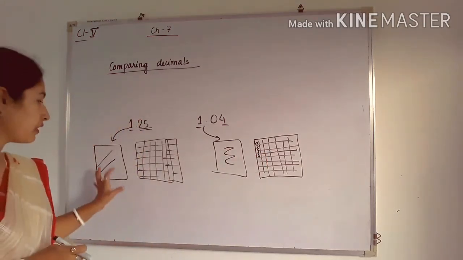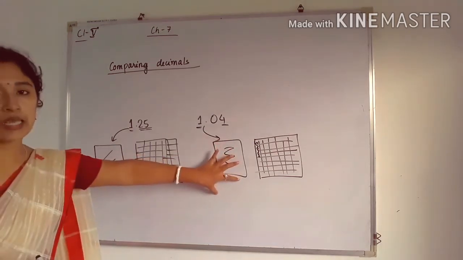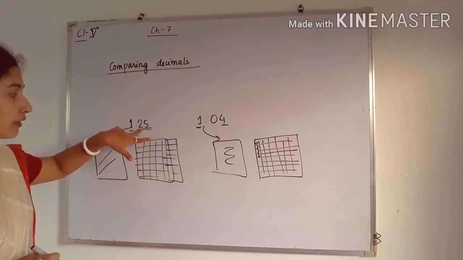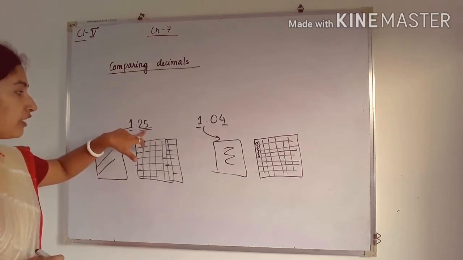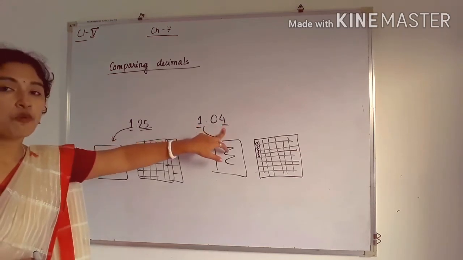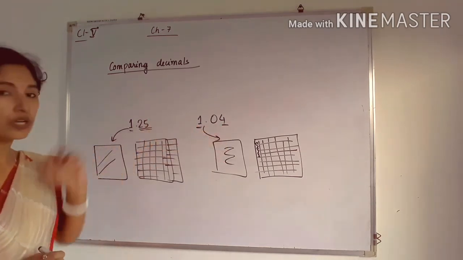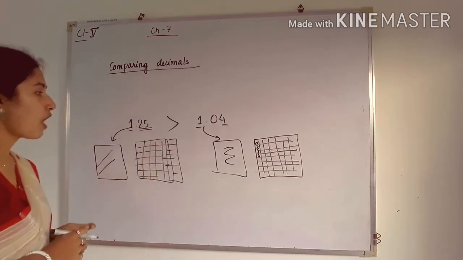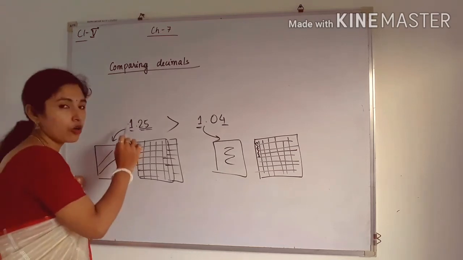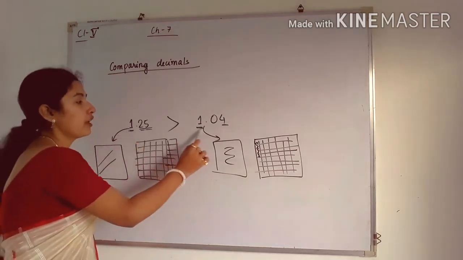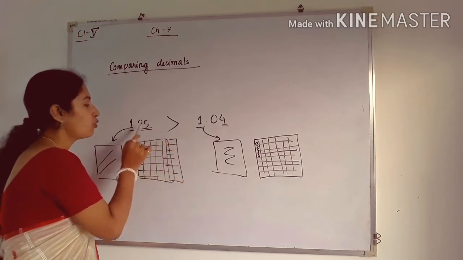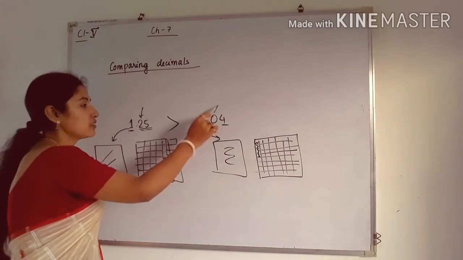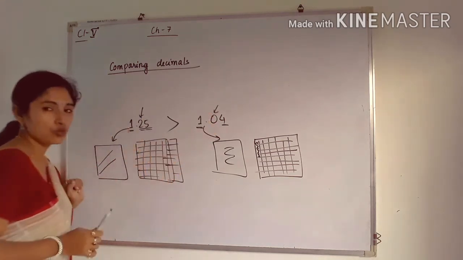So which one will be greater? Here also one whole, this is same, but see the hundredths part. Here it is 25 hundredths, but here it is only 4 hundredths. So which one will be greater? Yes, 25 hundredths will be greater. So this is greater than this. So how to check? If whole part is there, just compare the whole part. If the whole part is same, then you have to go for the tenths, that means after the decimal point. So here tenths is 2, here tenths is 0. So which one will be greater? Yes, 2 will be greater.